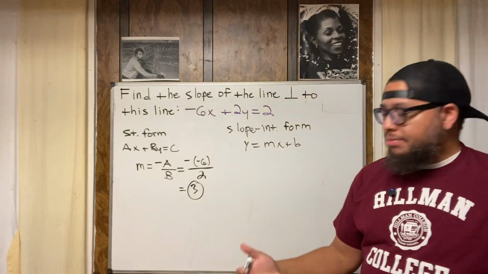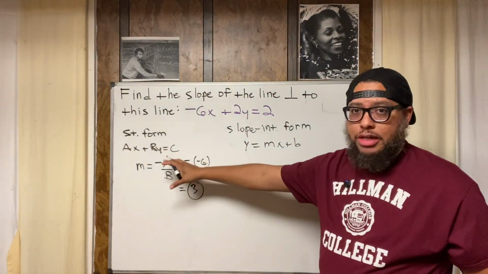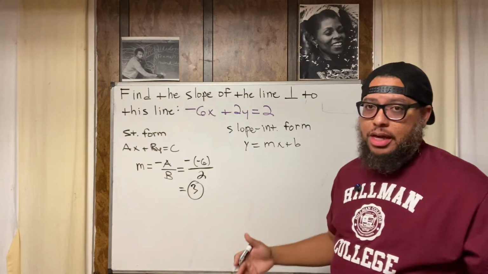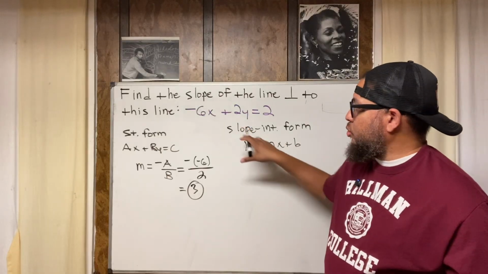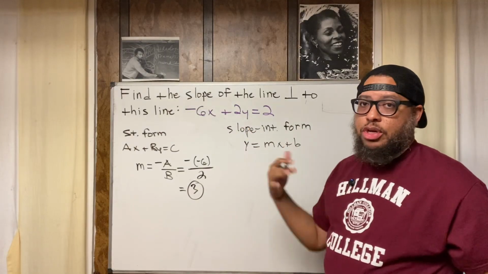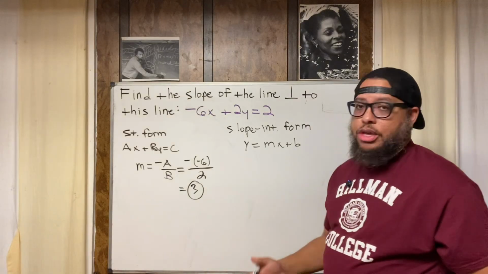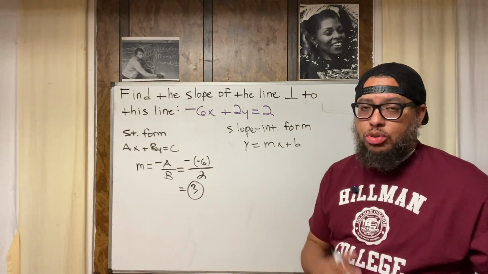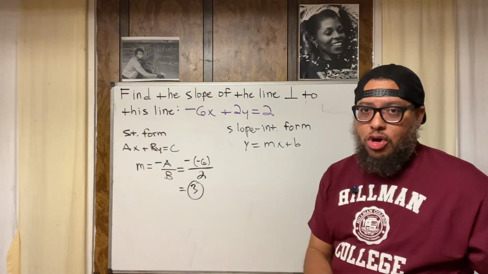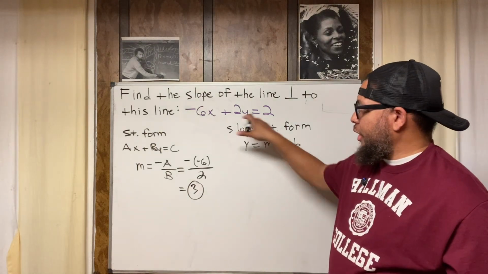Now, a lot of teachers may not want you to use that method. So that's why I also advocate for you knowing how to convert this into slope-intercept form. And once you convert it into slope-intercept form, you can just look at it and tell what the slope is. The way you convert it into slope-intercept form is like this. You solve for y. Treat this like an equation, solve for y.